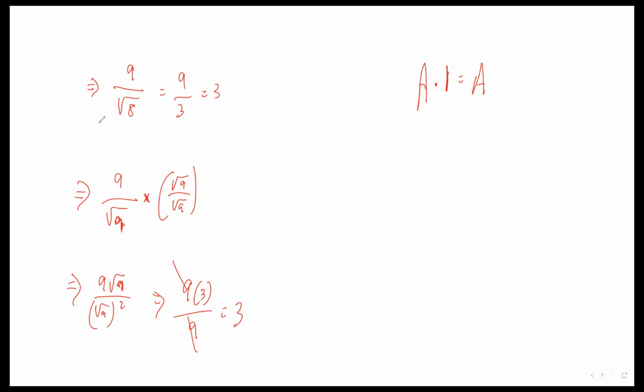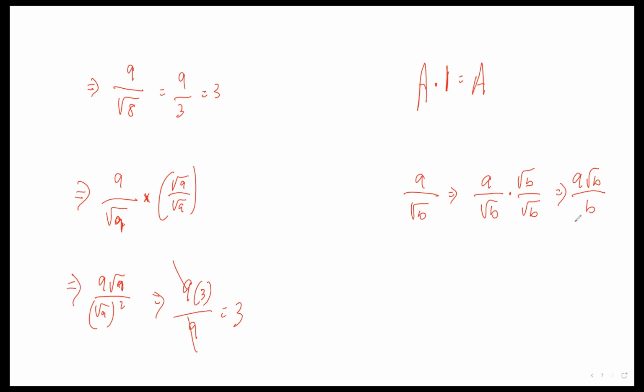So this is another rule you have. We could generalize this into saying if you have A divided by root B, then this is equal to A divided by root B times root B divided by root B. And this here would simplify into A root B divided by B, right?